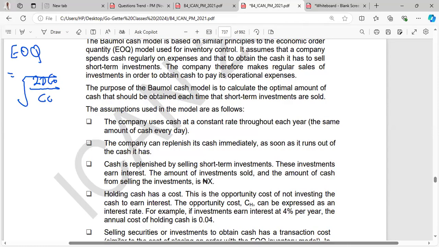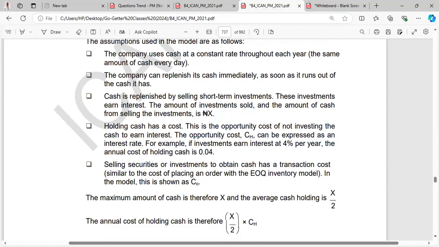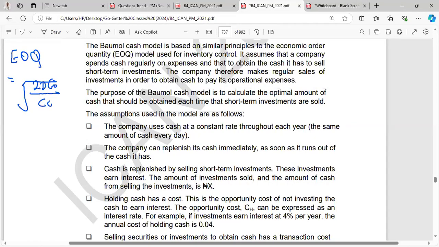Then the holding of cash has a cost. The cost is the opportunity cost of not investing that money to earn interest. That is called the carrying cost. I can call it CC or CH. Sometimes it's called CH, so I can change this from CC, carrying cost, to holding cost. I call this CH, the holding cost or carrying cost.